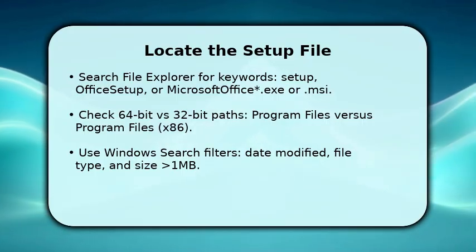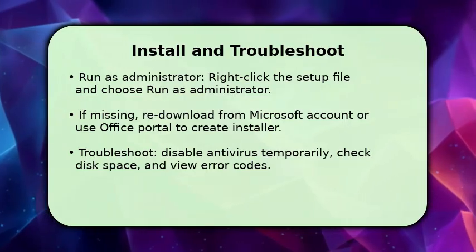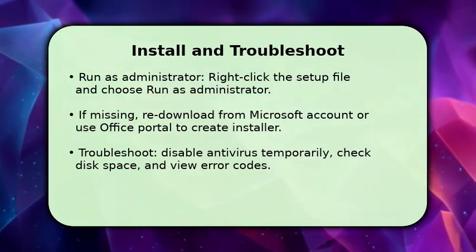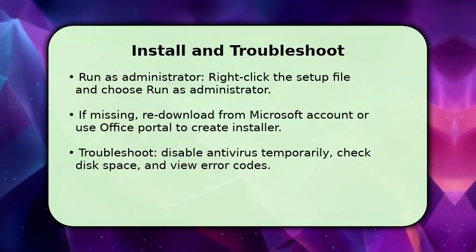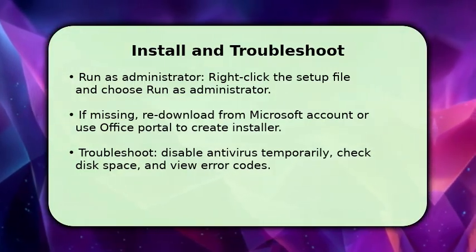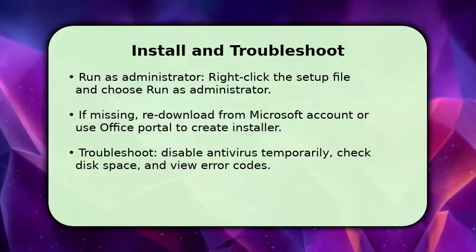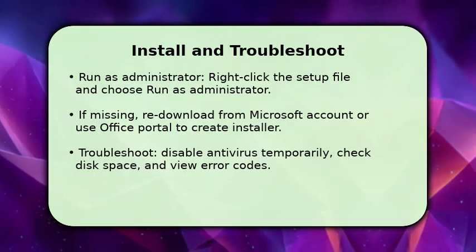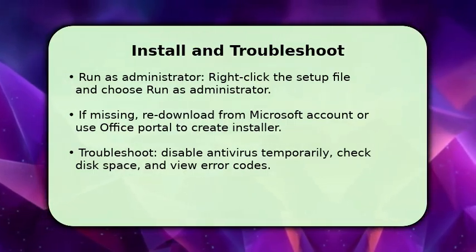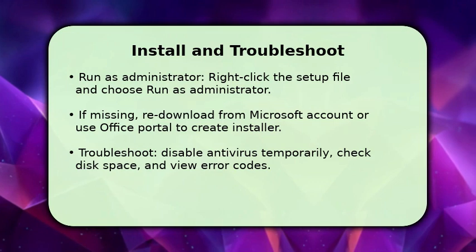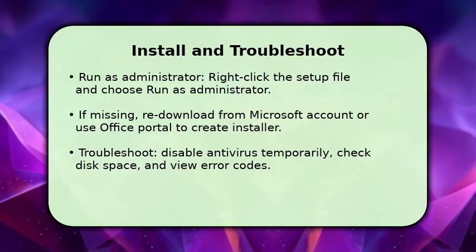To finish, run the installer as administrator and follow on-screen prompts to install Office. This ensures proper permission for system changes. If you can't find the setup, sign into your Microsoft account, visit your Office purchases, and re-download the correct installer. This prevents mismatched versions. If installation fails, disable antivirus briefly, confirm sufficient disk space, and note any error codes. Those codes explain why an install failed and guide specific fixes. Once complete, activate.